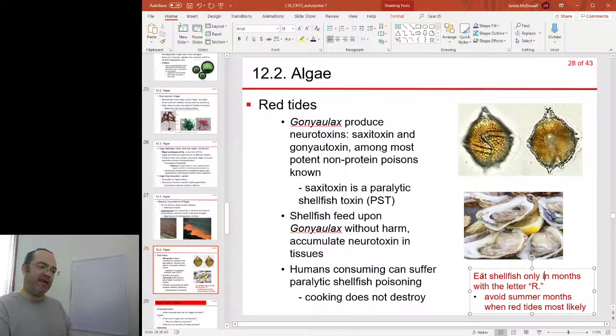So you may have heard of the idea that you should only eat shellfish in months with the letter R, and that is to avoid the summer months when there could be red tides.